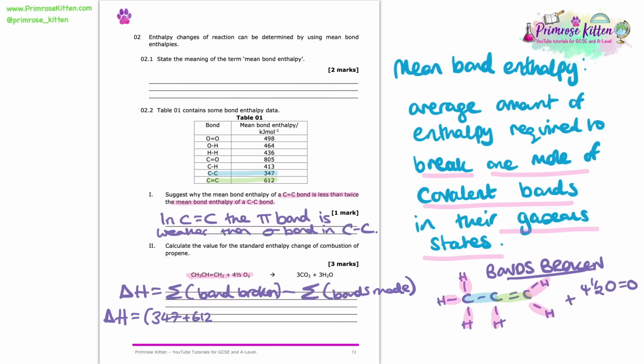So I can see I've also got quite a lot of carbon to hydrogen bonds. So here in total, we have 1, 2, 3, 4, 5, 6. So I'm going to do plus 6 times this carbon hydrogen enthalpy, which is 413. And finally, I can see that I also have 4.5 of these oxygen bonds. So that means I'm going to add 4.5 times 498. So now we've done that, and that's great. Now we need to work out the bonds that are made.